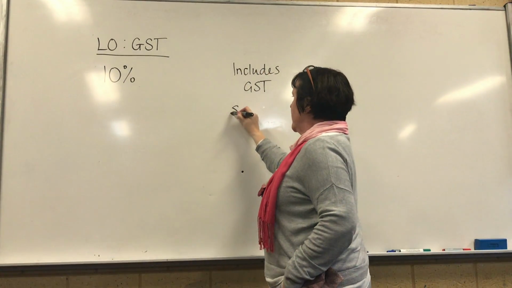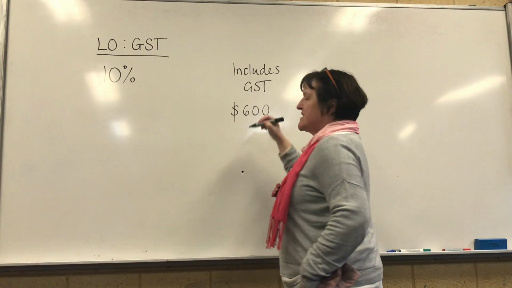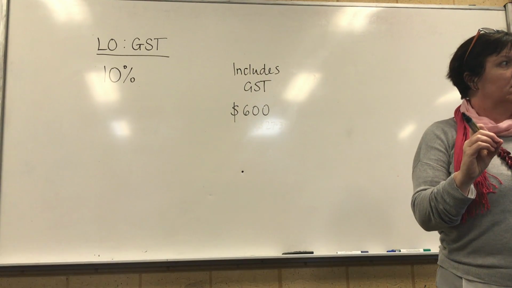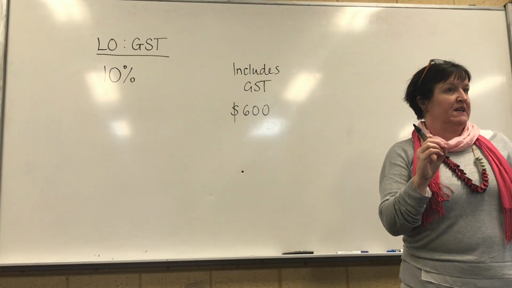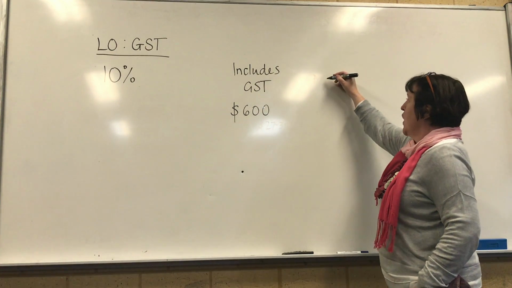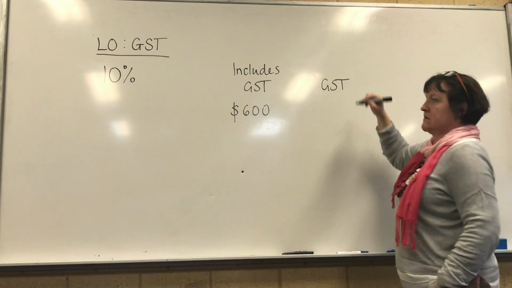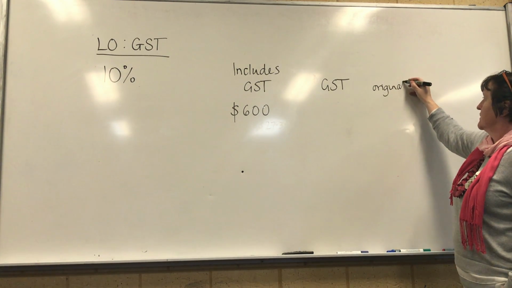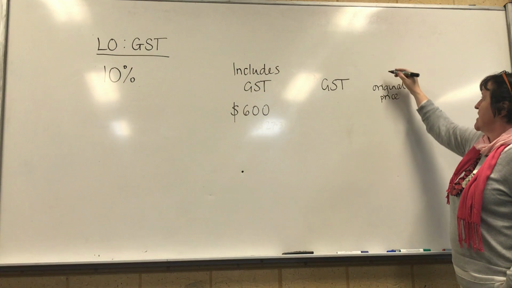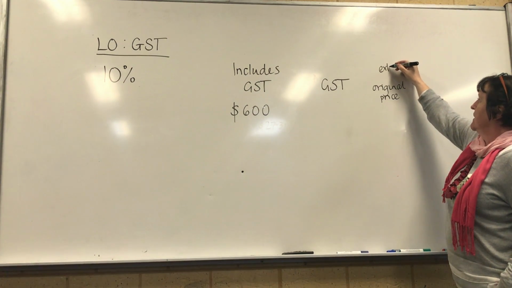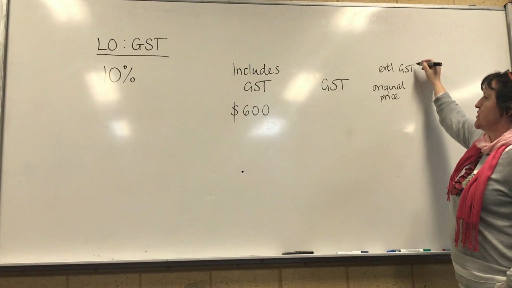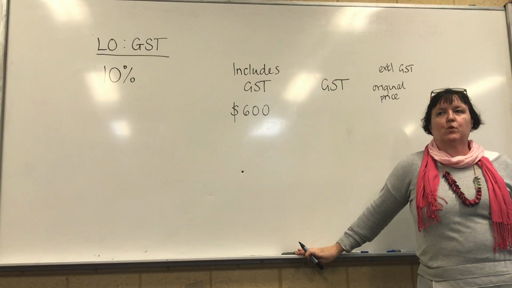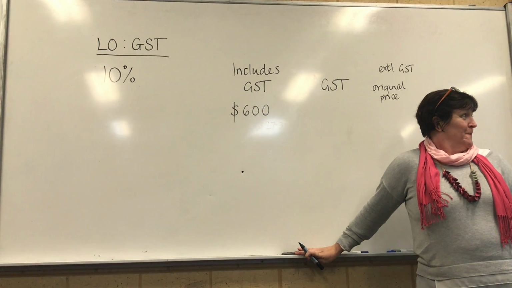So let's say that our item is $600, but the GST is included. And we want to know what the GST is and what was the original price without GST. So the excluding GST original price. Who thinks they might have an idea of how we would find what the GST is?